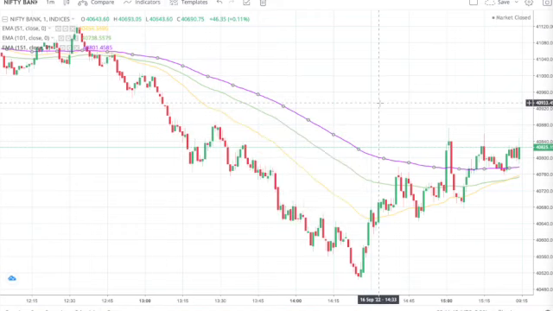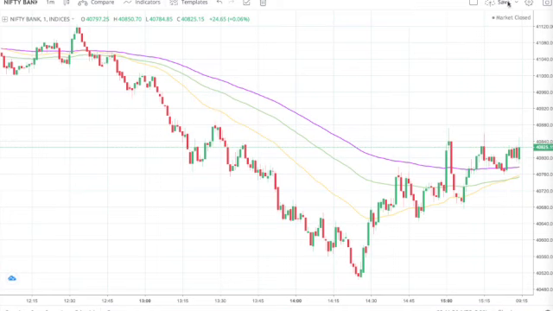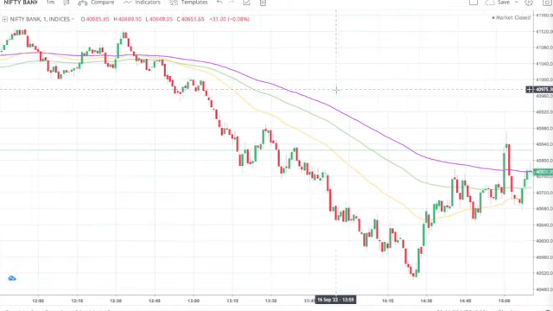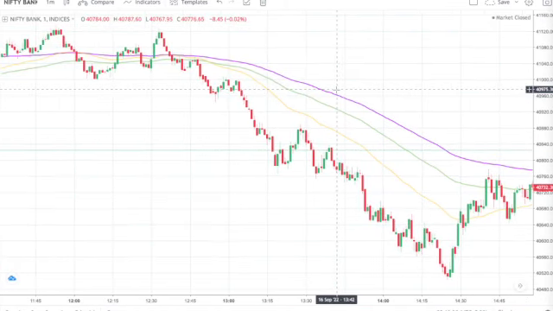Now our indicators are ready and our time frame is ready. So let's understand when to enter and when to exit. I will show you the entry point for a short trade, and for a long trade also I will show you.